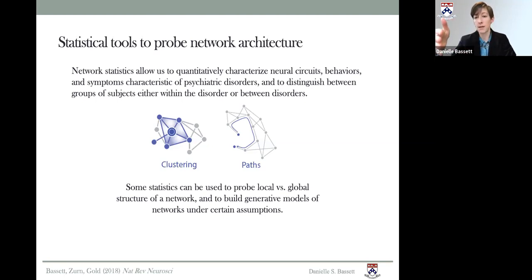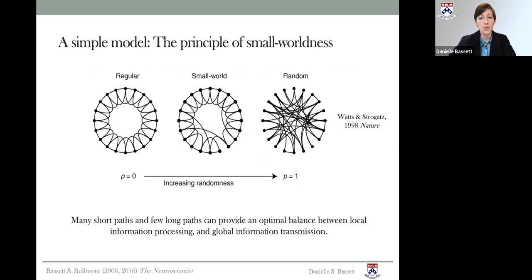And I think that the path length is a measurement of global structure because it takes into account the entire network and asks what is the shortest path to get me from one node in the network to another, if we're talking about the average shortest path. And we can use those two to build generative models of networks under certain assumptions. I'm going to give you one example of how that might work, and then we're going to test it against the brain.